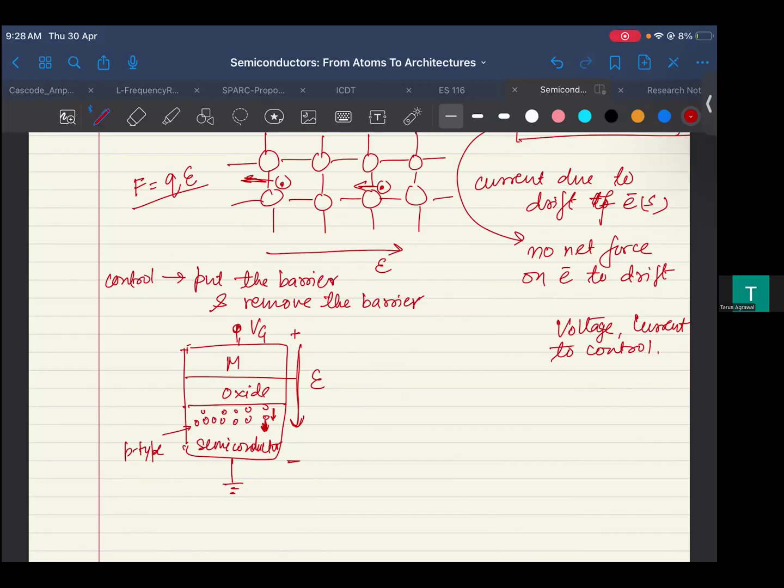And then if you keep applying this, at some point your electrons which were there also, or which are generated. This is very important, that these could be generated carriers, generated inside the semiconductor, right?